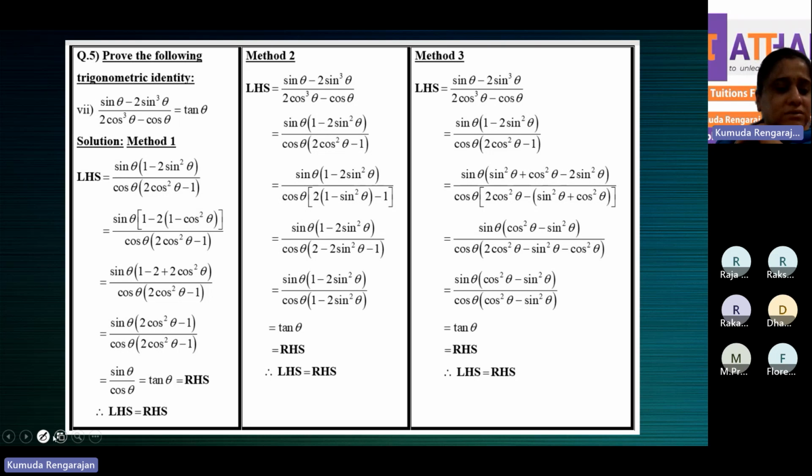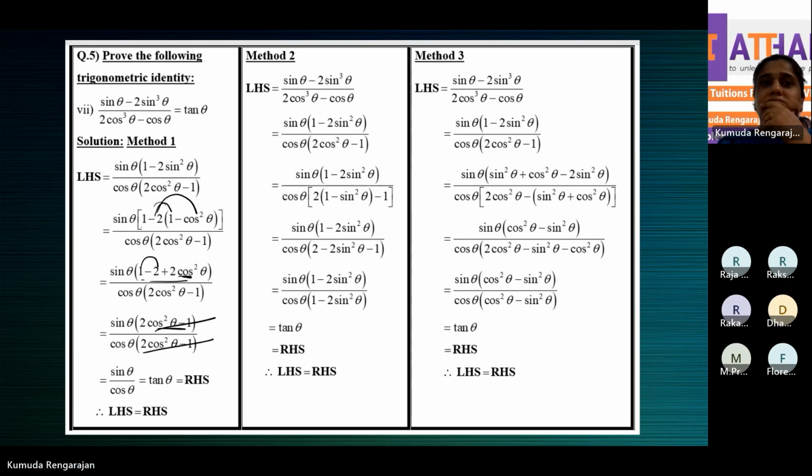So see the numerator. 1 minus 2 plus 2 cos square theta, by the denominator as it is. Now 1 minus 2 is minus 1. So 2 cos square theta minus 1 in the numerator and 2 cos square theta minus 1 in the denominator. Cancel. Sine by cos is tan. Write down.